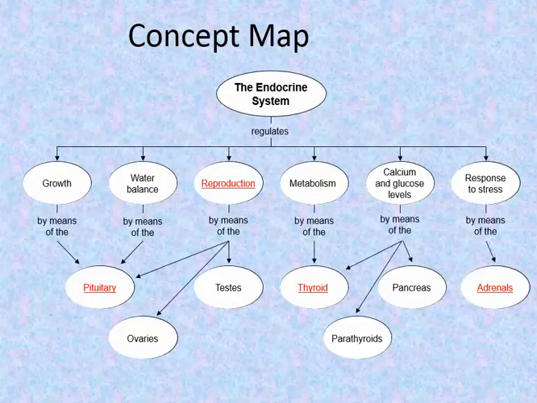Go ahead and you might want to stop the video so you can fill in your concept map. On the concept map, it gives you what the different glands regulate. So the pituitary regulates growth and water balance. It also works with reproduction. You know that the ovaries and testes deal with reproduction. The thyroid is for metabolism. The parathyroid, pancreas, and the thyroid also deal with calcium and glucose levels. And then the adrenal glands respond to stress.